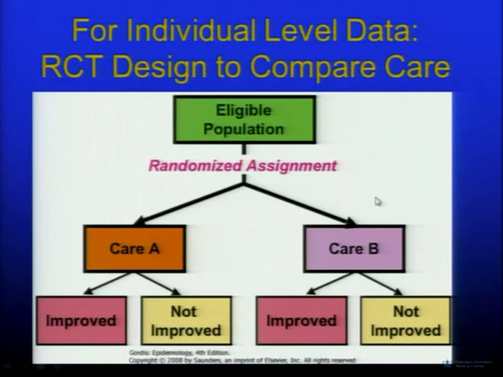So the gold standard for program evaluation or for individual level data is the randomized controlled design, where you can really compare care. So you would talk about the eligible population, you would randomize them to the assignment of care A or care B. So maybe this is a surgical intervention for cardiac disease, and this is a medical intervention. It can be mammography and usual care. It can be a lot of different things where you're trying to see what is the best care for my patients in order to make sure that a greater proportion improve as compared to not improve.